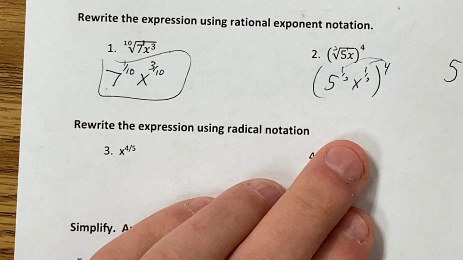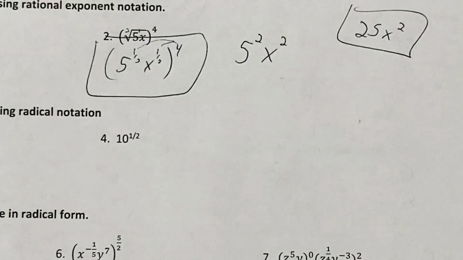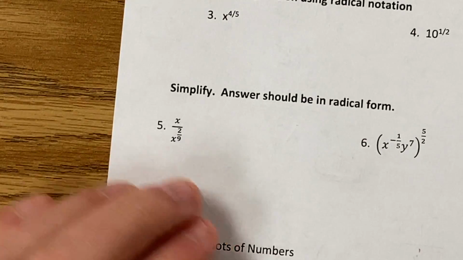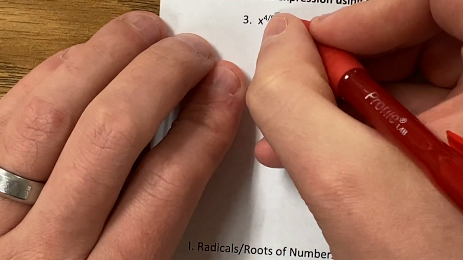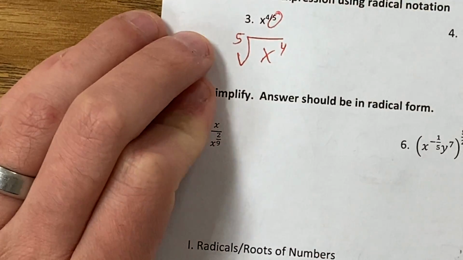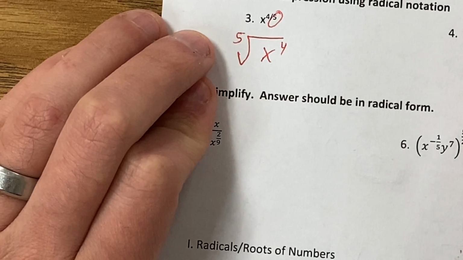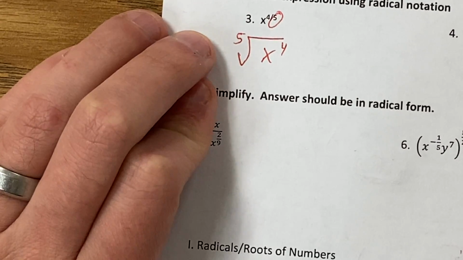Actually, it just says rewrite it, never mind. So you could probably have just left it like that and been okay, but I did all that because I like math. Rewriting, this is a fifth root of x to the 4. This is going to be a square root of 10 to the first, which is the same thing as just the square root of 10.